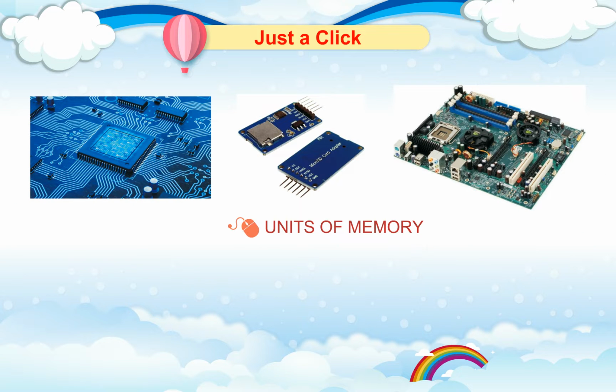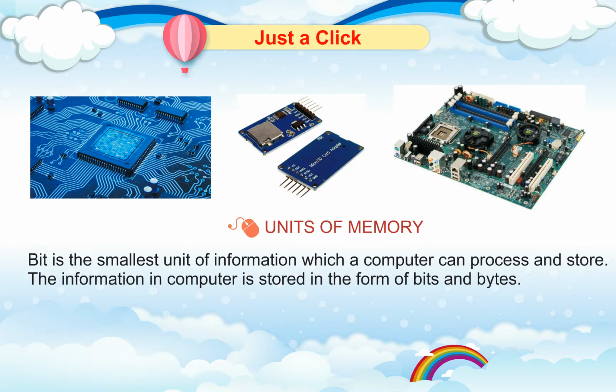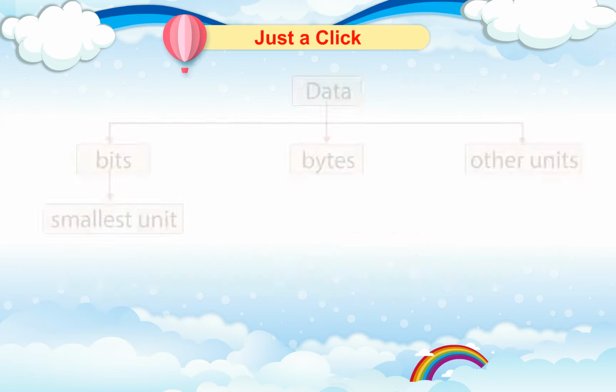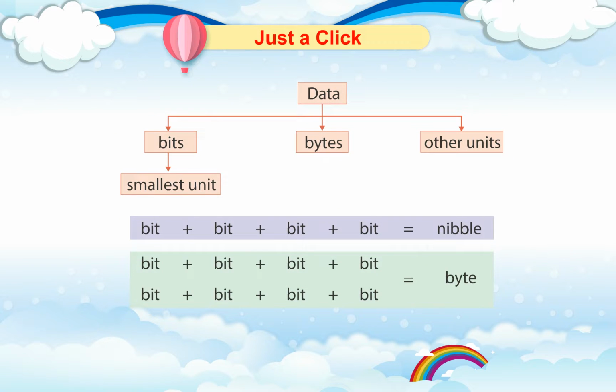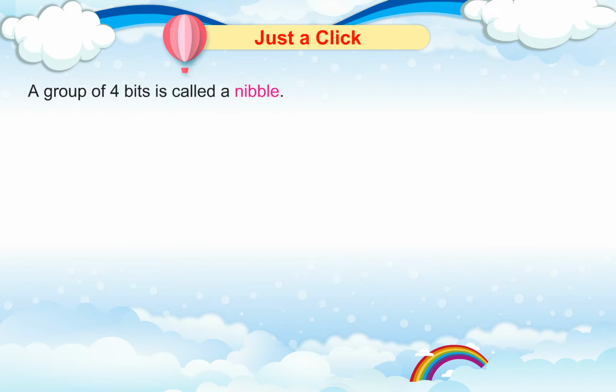Units of memory. Bit is the smallest unit of information which a computer can process and store. This information in a computer is stored in the form of bits and bytes. A group of 4 bits is called a nibble. A group of 8 bits is called a byte.